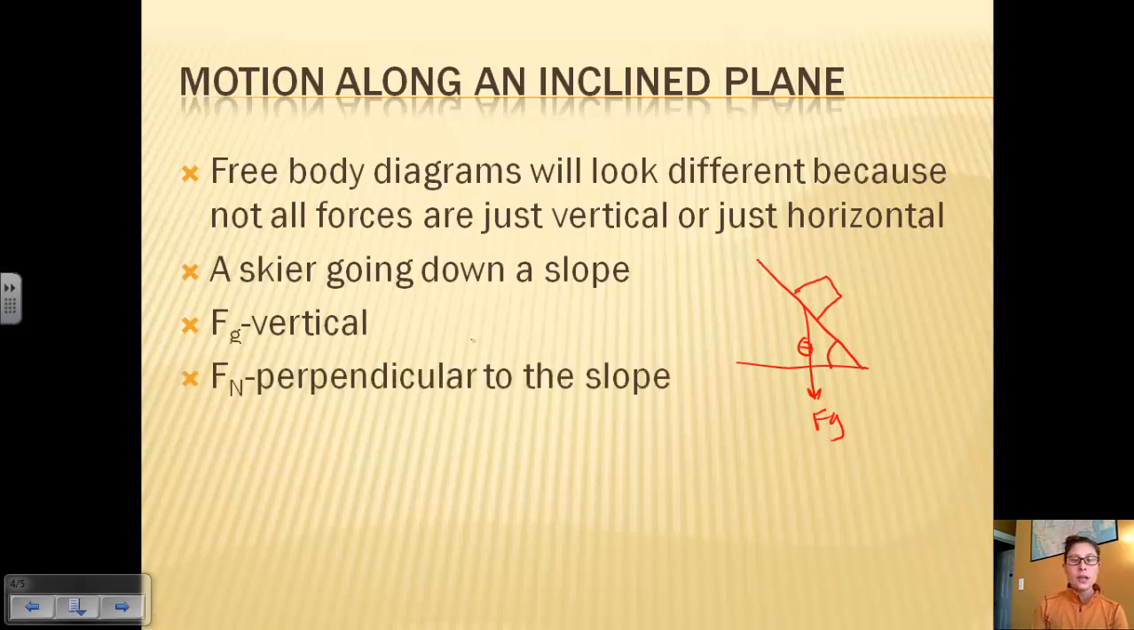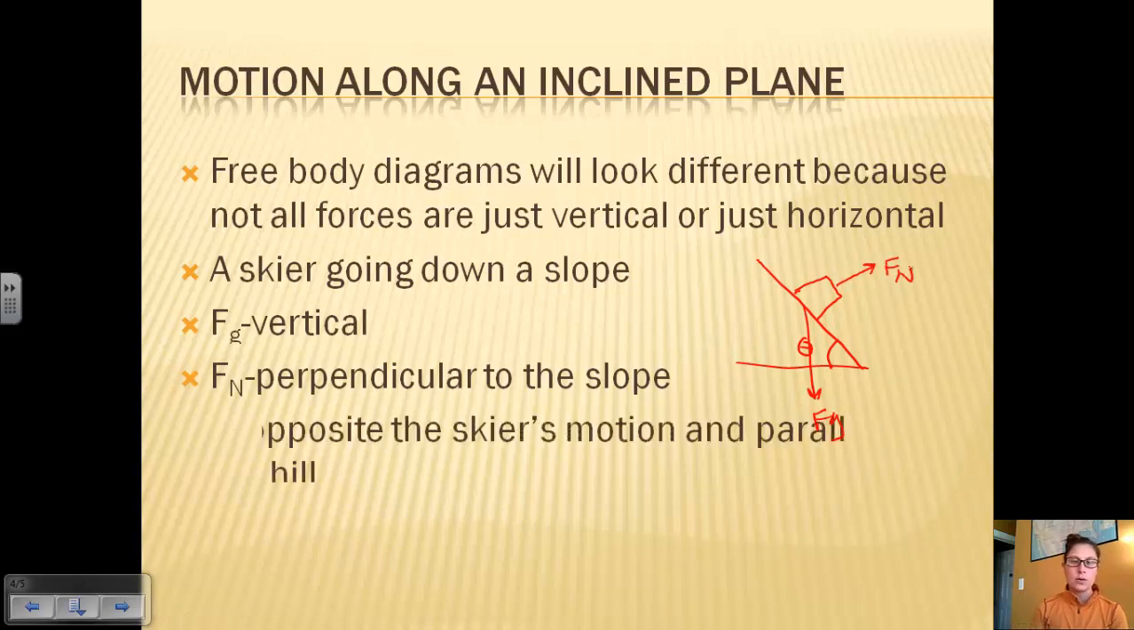Okay, our F sub n, or our normal force, is going to be perpendicular to the slope, because that's the surface of contact. So since this is the slope, that makes this our F sub n. So again, that's already at an angle. It makes it more difficult to solve for. And we've also got force due to friction, which is opposing the skier's motion, and it's parallel to the hill because that's the direction the skier travels.